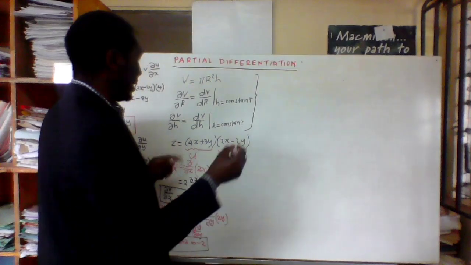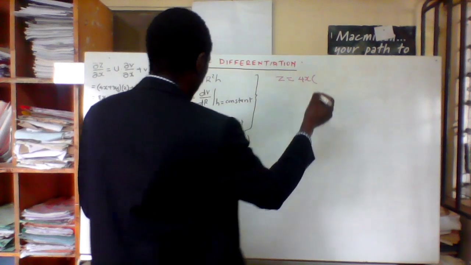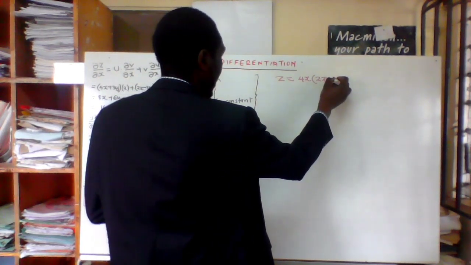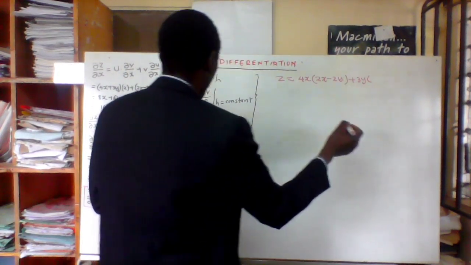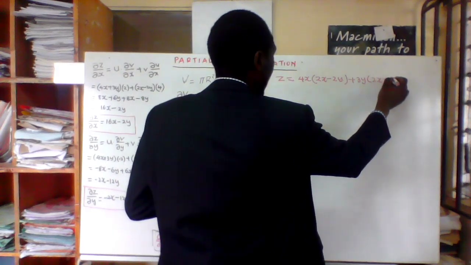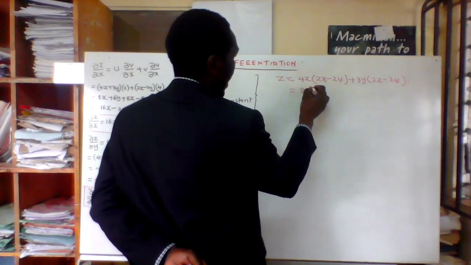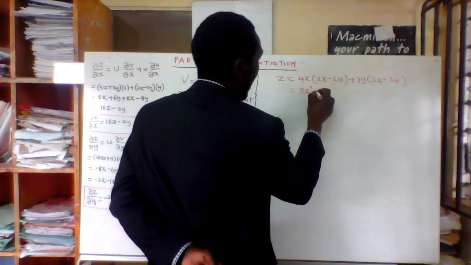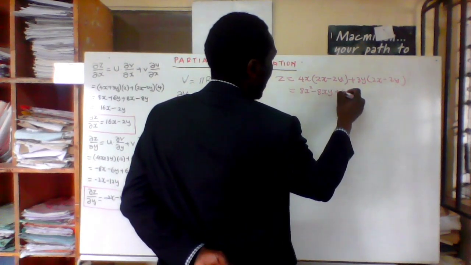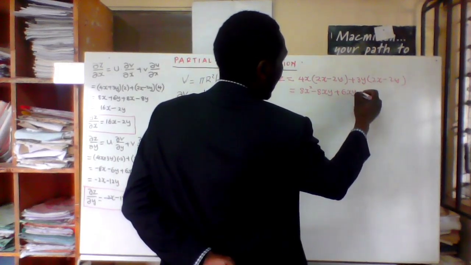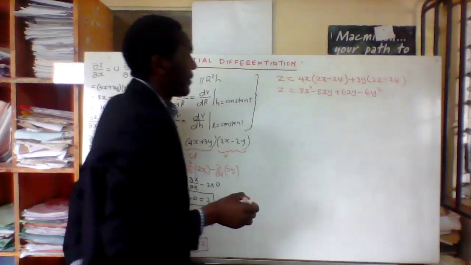Now let us expand this. Z will be equal to, we open 4x into 2x minus 2y. Then we have plus 3y into 2x minus 2y. Opening the bracket gives us 8x squared. Opening the bracket gives us minus 8xy. Opening the bracket gives us positive 6xy. Opening the bracket gives us minus 6y squared. That is z after the expansion.